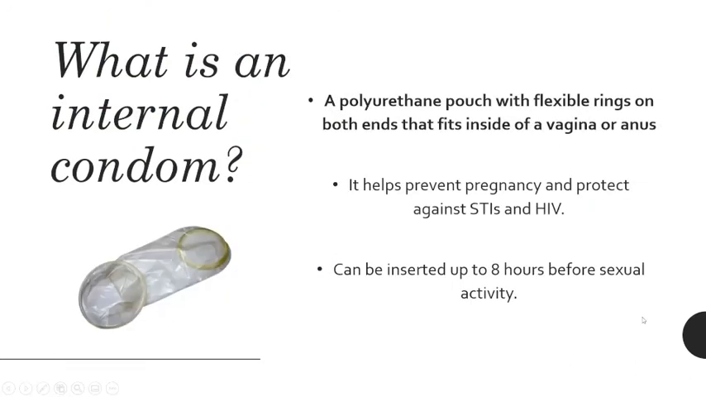All right, so next we're going to talk about internal condoms. An internal condom is a polyurethane pouch with flexible rings on both ends, and this can fit inside of a vagina or an anus. Again, the purpose is to help prevent pregnancy and protect against STIs and HIV.